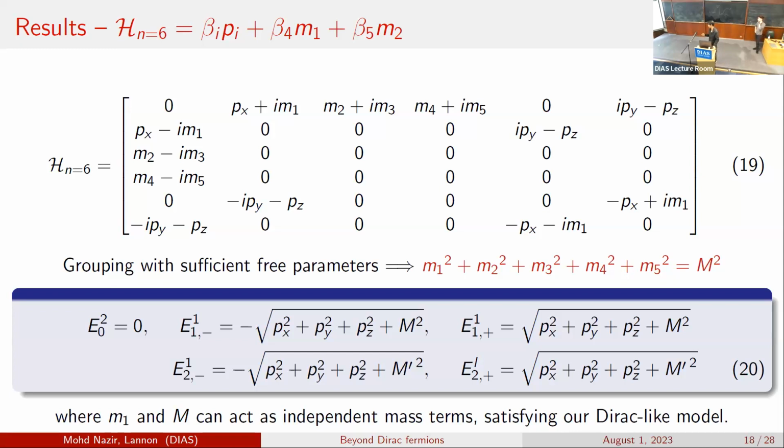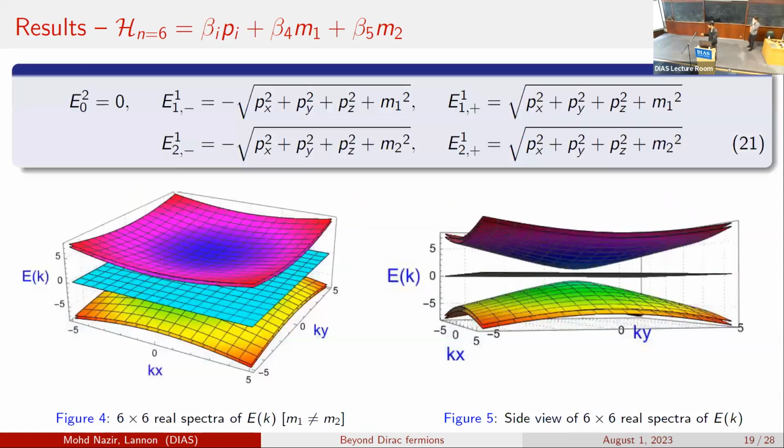This M prime, because we imposed a different matrix that had two constraints, but this one had one. So this was an oversight that we forgot to rectify in that case. Sorry about that. But it should be M1 and a capital M. And these are distinct eigenvalues that have different independent mass terms and thus satisfying our Dirac-like model in this case.